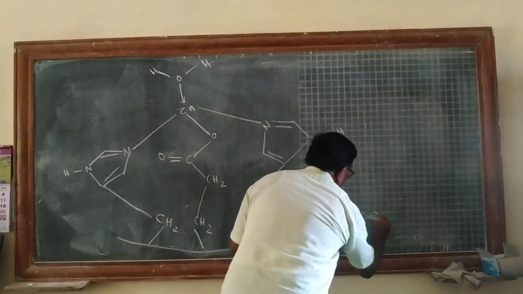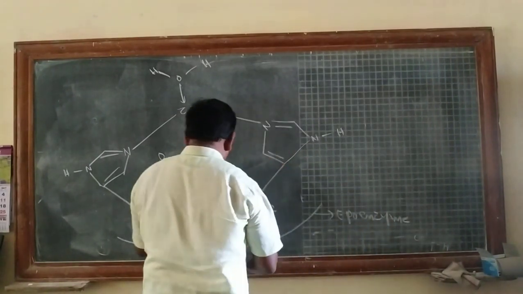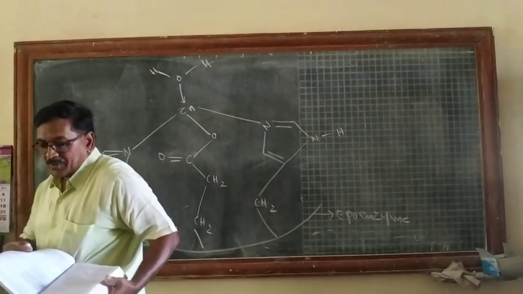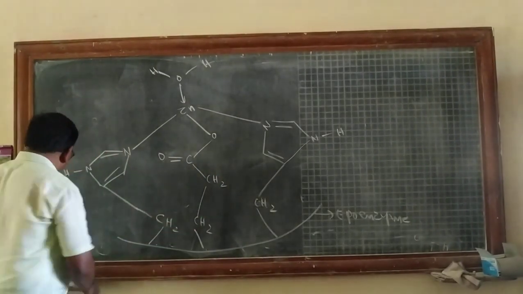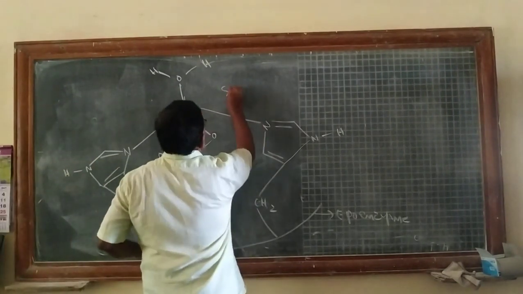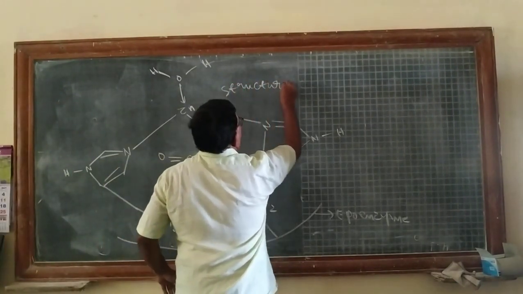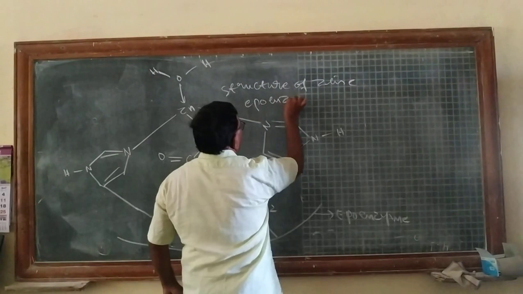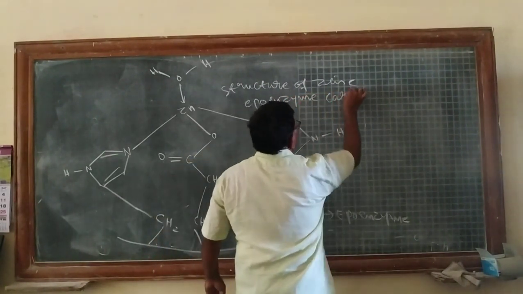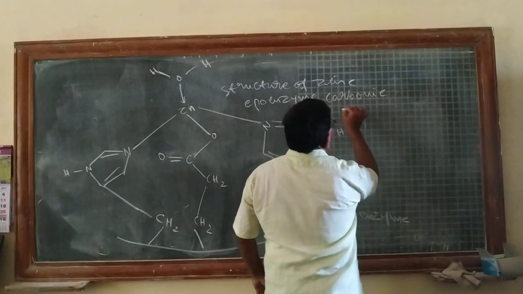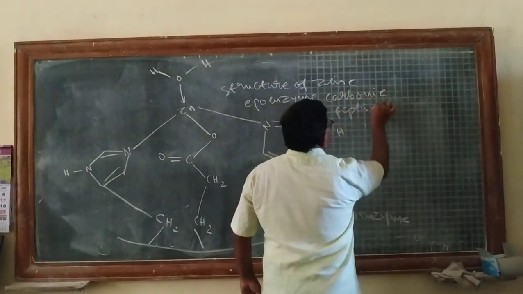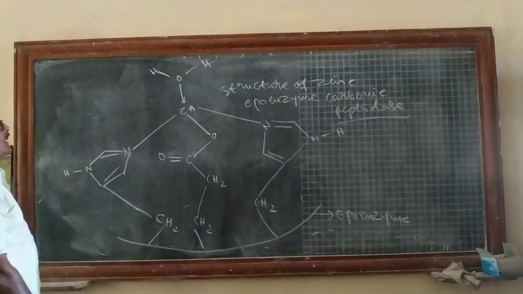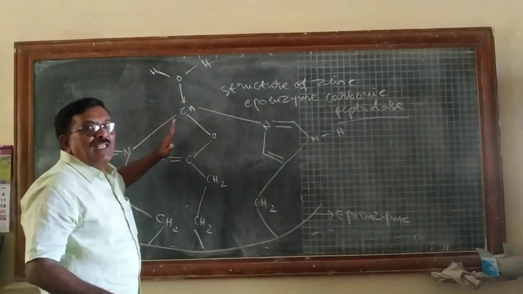This portion will be called the zinc enzyme. This is the structure of the zinc enzyme carboxypeptidase. So what is a carboxypeptidase? This is also a zinc enzyme.